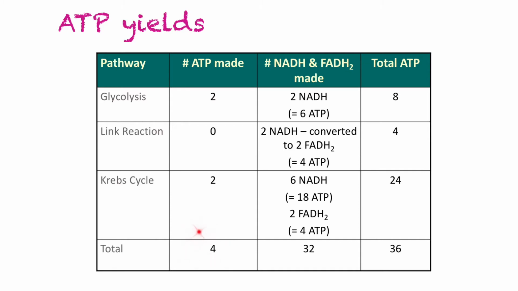So all together, if you add all of those up through the pathways before the electron transport chain, you get 4 direct ATP made, and then out of all the NADH and FADH2 that are made, you end up with 32 ATP, so a total of 36. Now some places will say there's 38 because they don't talk about this process, the conversion from NADH to FADH2 after the link reaction. So it's a lot of ATP. So it's really advantageous to have oxygen around so that you can produce lots and lots of ATP.